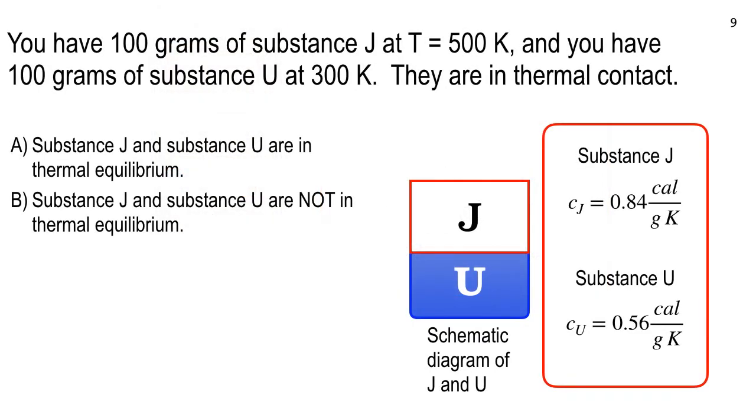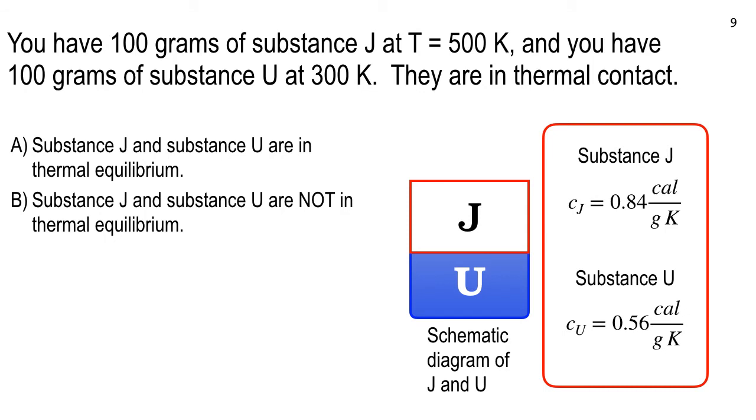All right, here's your question. Now, this is a little different from homework 16, number 5. This one's equal mass. You've got 100 grams of substance J at 500 Kelvin, and 100 grams of substance U at 300 Kelvin. So different initial temperatures, and 100 grams of each.